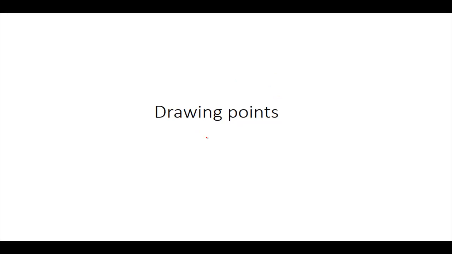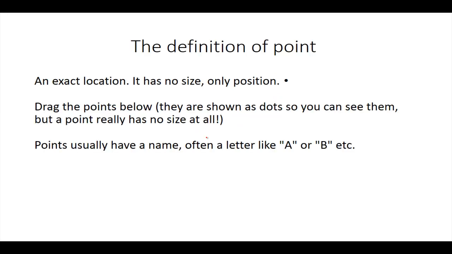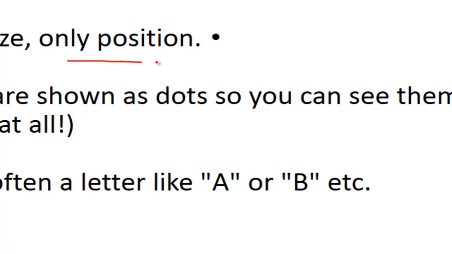But first we need to know what is the meaning of a point. What is the meaning of a point in math? The point in English means that at the end of the sentence you put the point and you start a new sentence. But in math we have something else called a point. A point is an exact location. It has no size and only position.